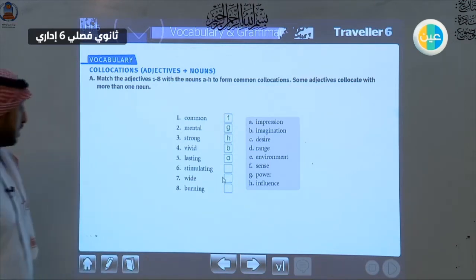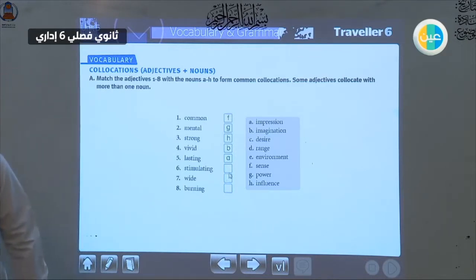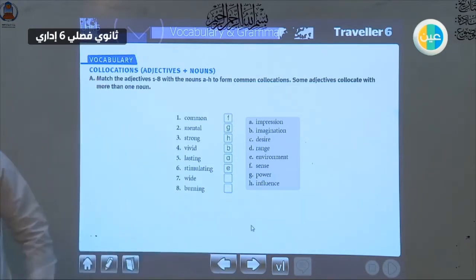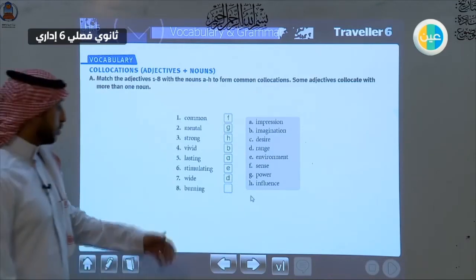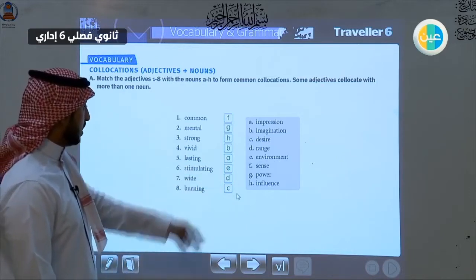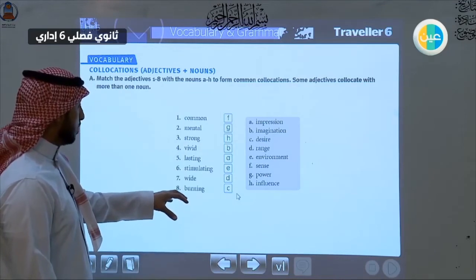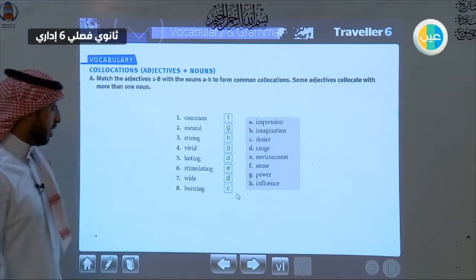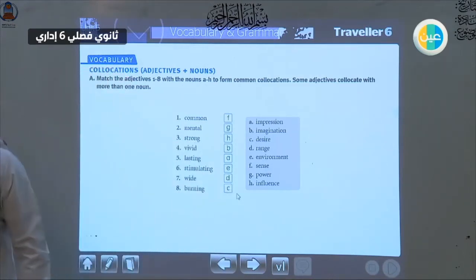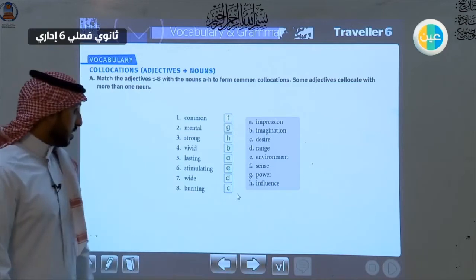Number 6, stimulating means active, but in here motive, محفز. So stimulating environment means بيئة محفزة. Wide goes with range, so wide range means تشكيلة واسعة أو على مدى واسع. Last one, burning, it comes with C, so burning desire means شغف أو حب استطلاع. طيب again strong influence تأثير قوي أو أثر عليه. That's it.